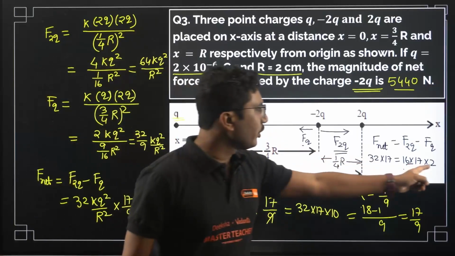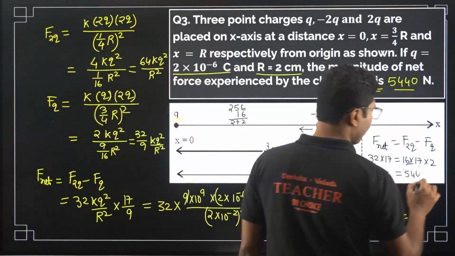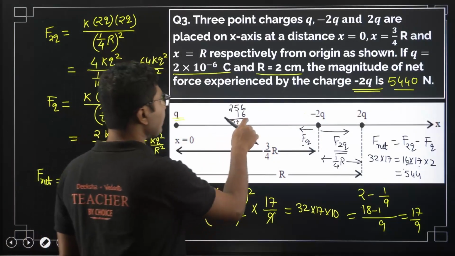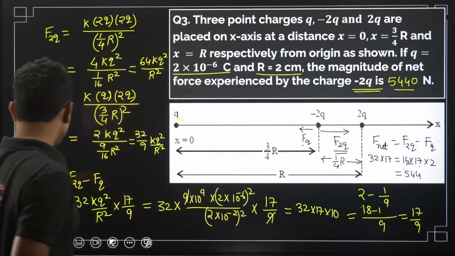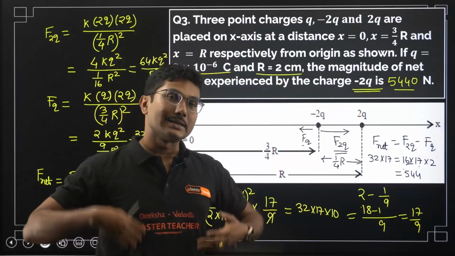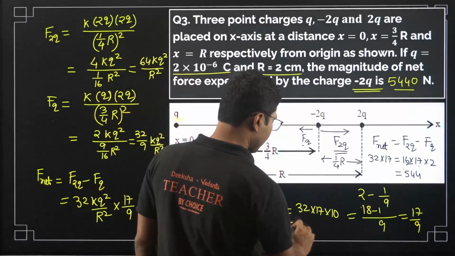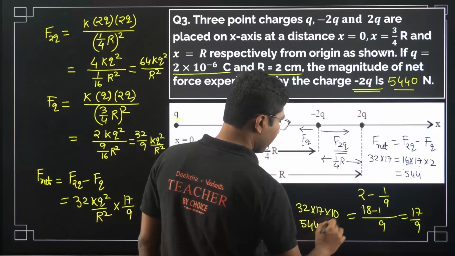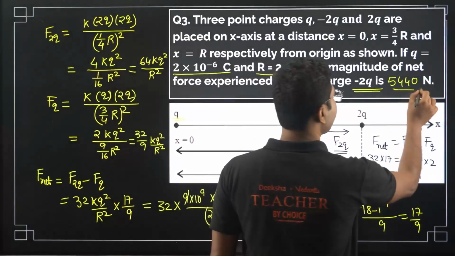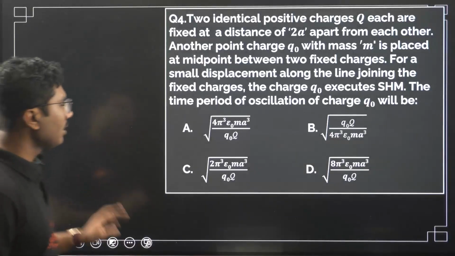So 272 into 2 is 544. This is how you can calculate without using calculators. Now, as I said, stop using your calculators right now. You have to develop this skill of calculating without using calculators, and it does not come in one day, it comes over time. So you have to be prepared for that. So it will be 544 into 10, that is 5440. So the correct answer here is 5440 Newton.